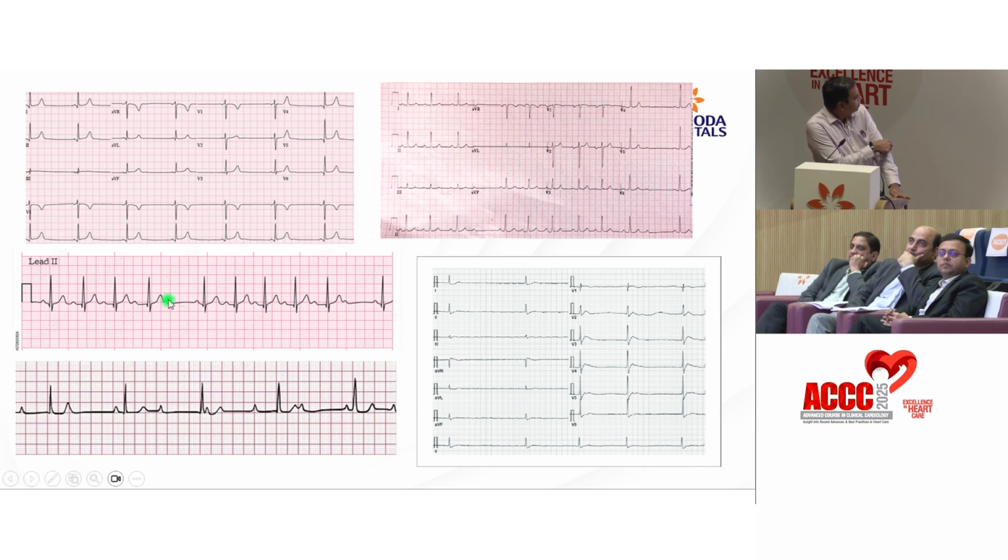The third ECG is actually showing there's no relationship between the P waves and the QRS. So the P waves are at a different rate and the QRS is at a different rate. This is most likely a complete heart block.